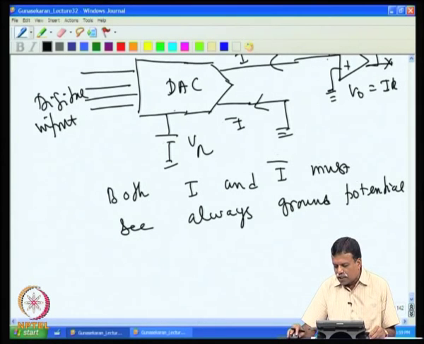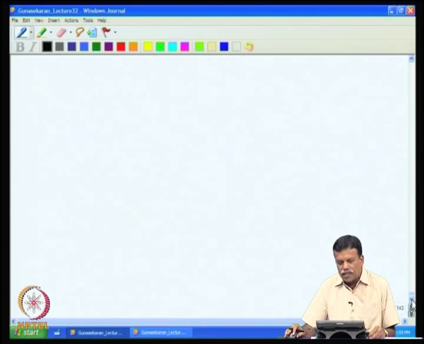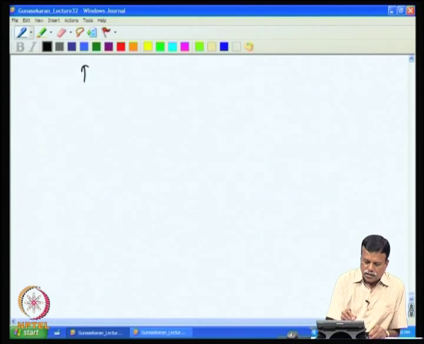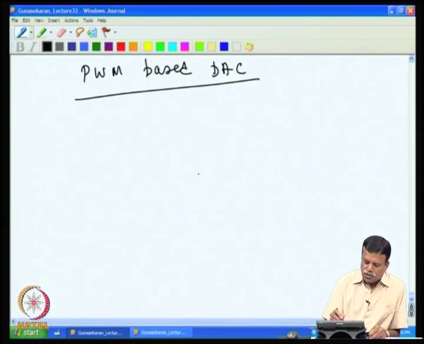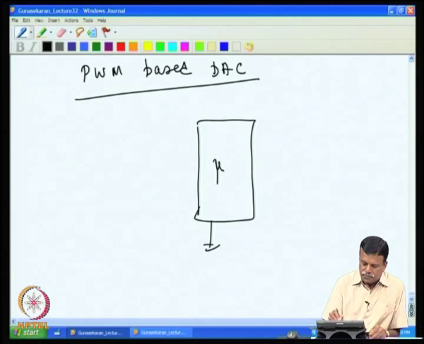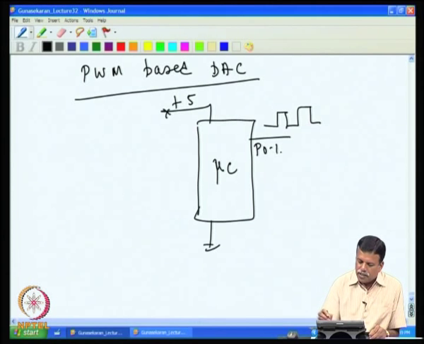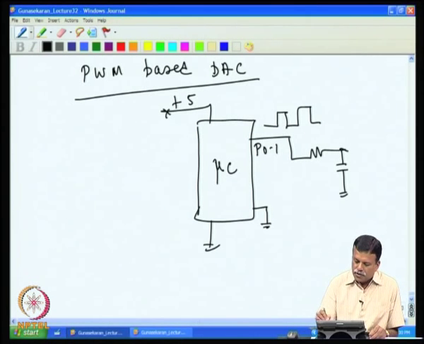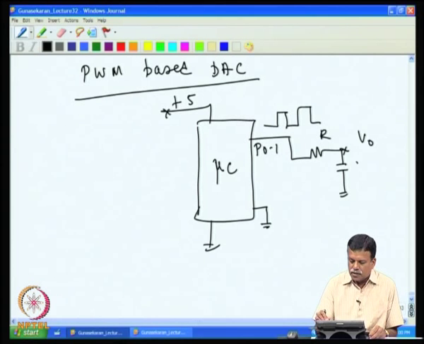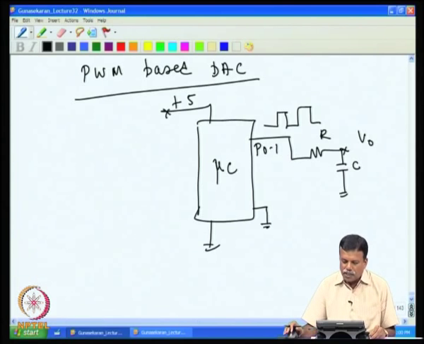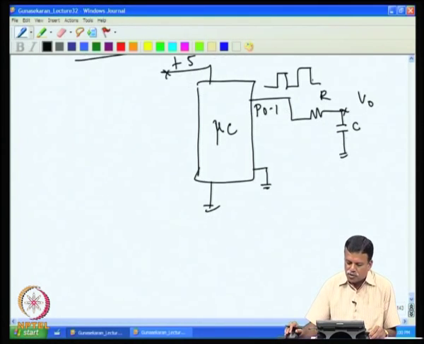So, this is how the DTA converter is used, and then there is another DTA converter that we already discussed, that is the PWM based DTA converter. This is used extensively in microcontroller applications. For example, if you have a microcontroller, then when the output is connected to PWM, for example, if you have a port P0.1, then this output can be converted into V0 by suitably filtering the pulse width. The pulse width must be proportional to the digital word.